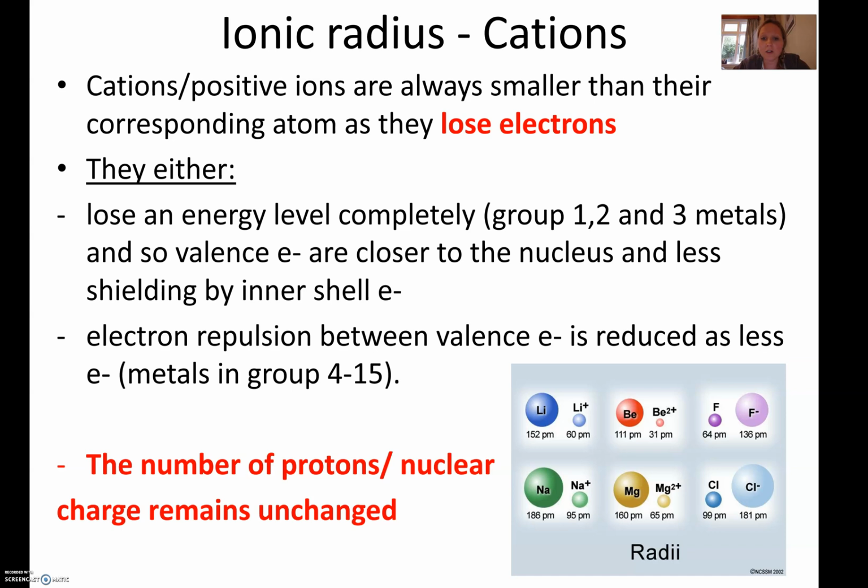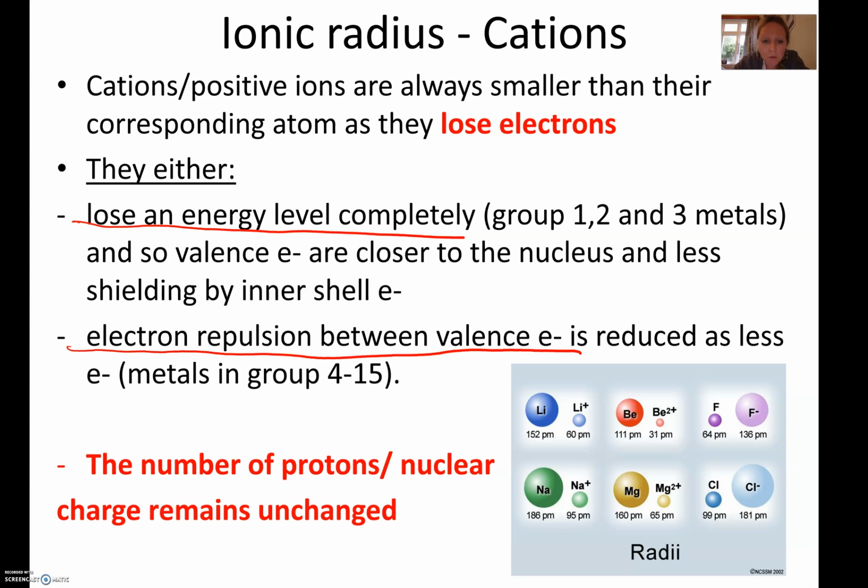They lose electrons to become stable. There are 2 factors for a cation. So a cation can either lose an entire energy level, and that means that the valence electrons will now physically be closer and there'll be less shielding by inner shell electrons. Or the second factor is that there could just be less electron-electron repulsion between valence electrons, and this happens with things like transition metals, where not all of the electrons in the valence shell are lost and just a couple of them are. Either of these 2 factors will make the size of the cations smaller.